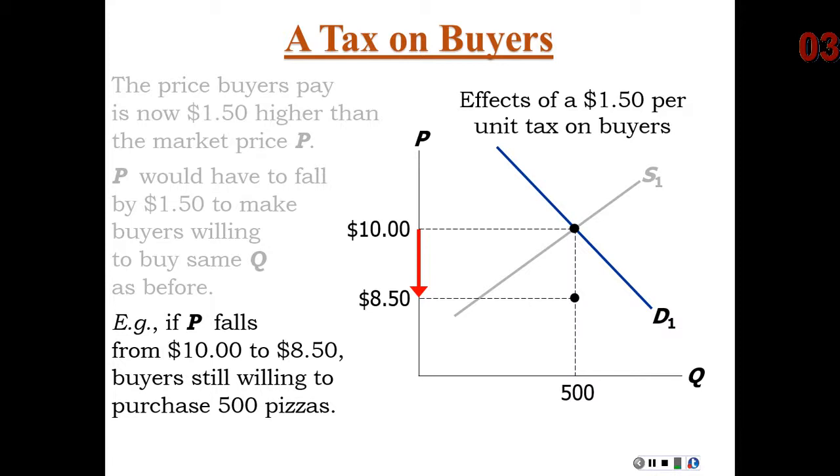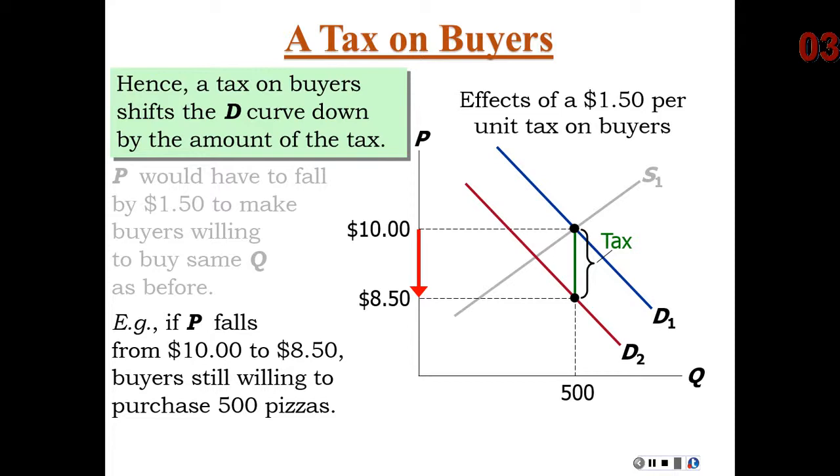In other words, for buyers to demand the same amount of pizza that they demanded before, 500, they would now require the price to be $8.50, right? For them to demand 500 pizzas, because then they would pay the $8.50 for the pizza, and then they would have to send $1.50 to the government, right? And so that's the price they would require to demand the same amount as before, 500. Okay, so the demand curve will decrease by the amount of the tax.